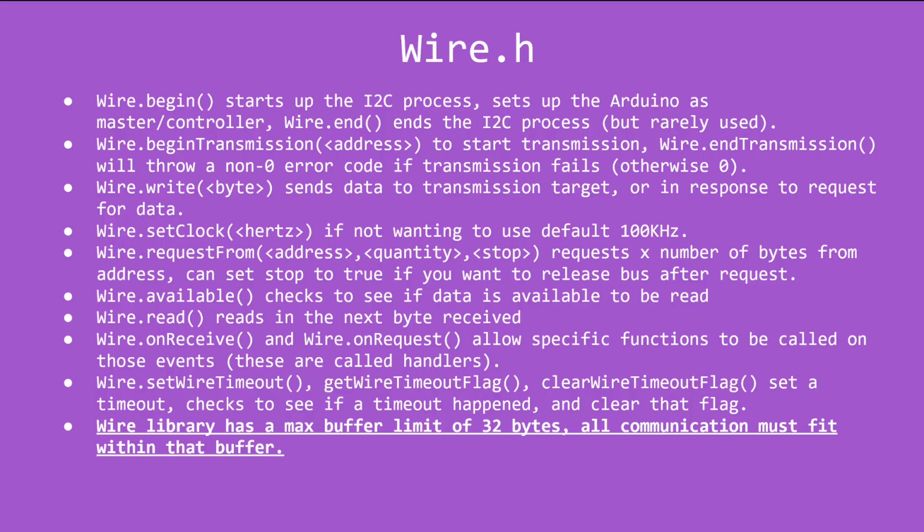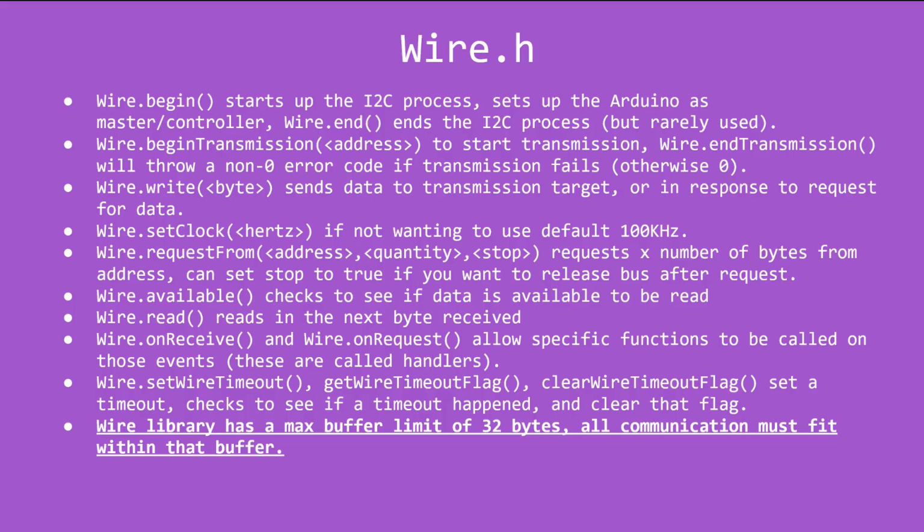You can also use endTransmission. The good thing about endTransmission is it'll throw a code. If it throws a zero, it's working perfectly fine. If it throws something else, it's one of a number of error codes. Using both together is a great way to make sure you can not only transmit, but you know who you're starting the transmission with. If you have a bus with multiple devices, obviously you're going to have to begin and end transmissions back and forth. You can write a single byte to your transmission target, or in response to a request for data. You can set clock if you want.